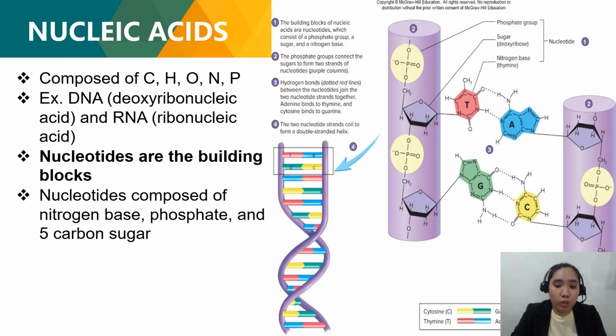Next, you also have your nucleic acids. They are composed of your carbon, hydrogen, oxygen, nitrogen, and phosphate. So an example will be your DNA, which is the deoxyribonucleic acid, and your RNA, or the ribonucleic acids. The building blocks are your nucleotides, and they are composed of the nitrogen base, your phosphate, and a 5-carbon sugar. Okay?